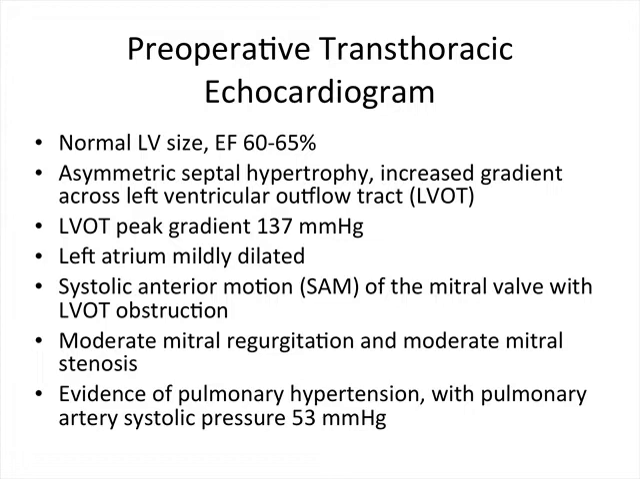Our patient's preoperative transthoracic echocardiogram showed normal left ventricular size with ejection fraction estimated at 60 to 65%. She had asymmetric septal hypertrophy with a peak gradient of 137 millimeters of mercury across the left ventricular outflow tract. Her left atrium was mildly dilated. There was significant systolic anterior motion of the mitral valve with left ventricular outflow tract obstruction. She also had moderate mitral regurgitation and moderate mitral stenosis. She had evidence of pulmonary hypertension with pulmonary artery systolic pressure measured at 53 millimeters of mercury.